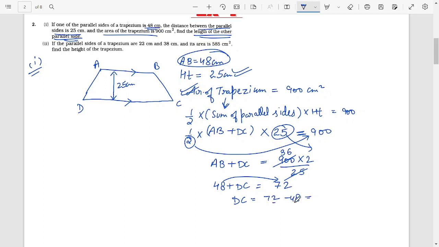When we will subtract them, 12 minus 8 will be 4. Here it will be 6. 6 minus 4 will be 2. So DC answer we are getting 24. So what is DC? DC is a side. So unit we have to write here centimeters. So final answer is 24 centimeters. So like this you have to do part number first. Now we will come to next question.